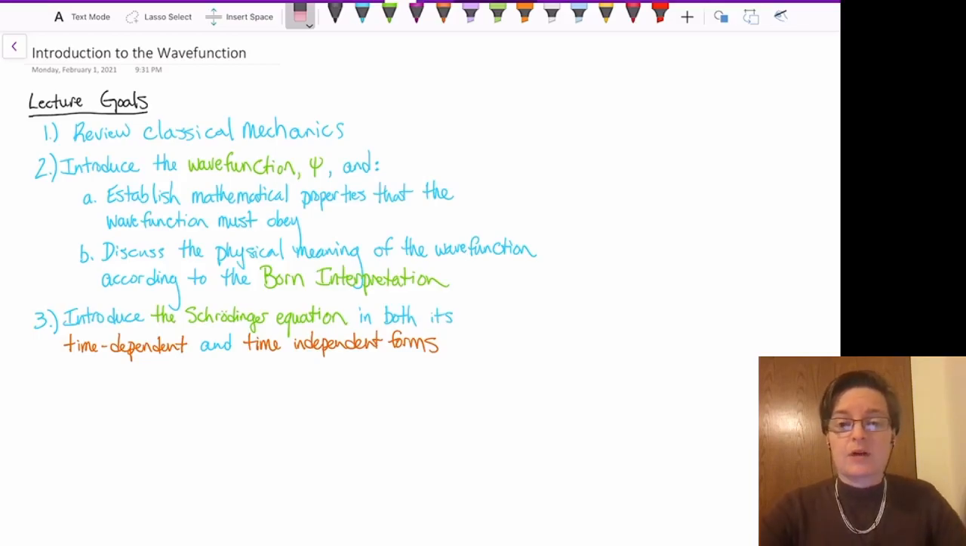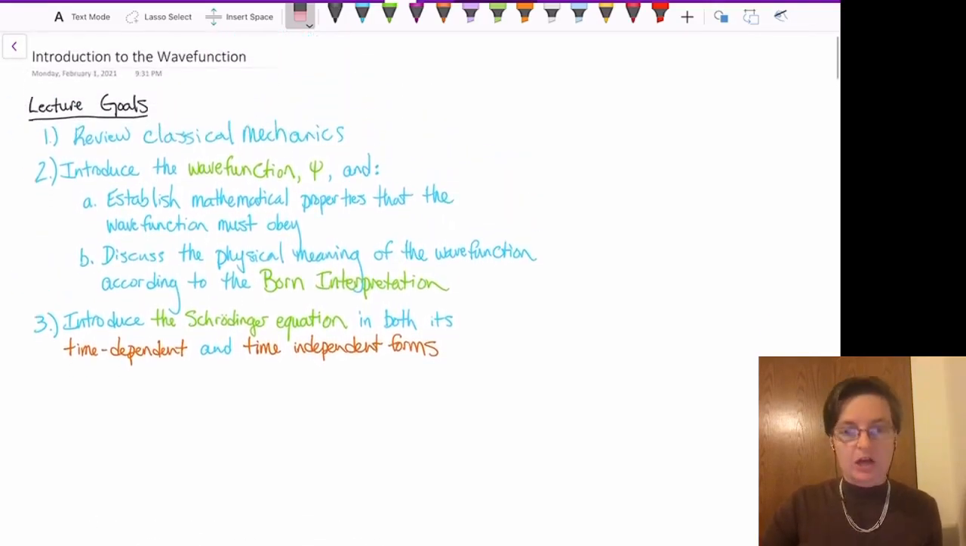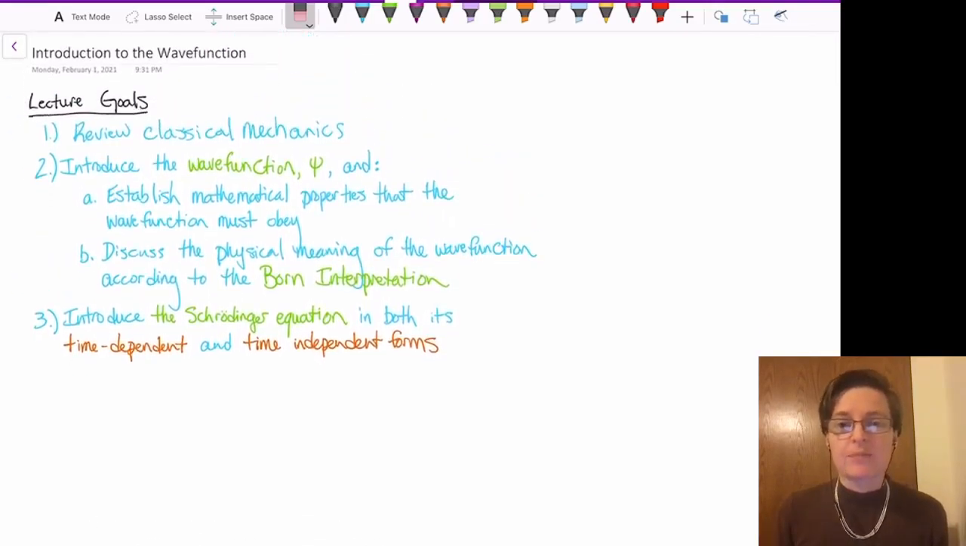The second thing that we're going to do is introduce a new mathematical function called the wave function psi. And we're going to focus on two aspects of psi. One is going to be its mathematical properties. What can we know about this function mathematically? And two, what can we know about the function in terms of its physical or its chemical interpretation?